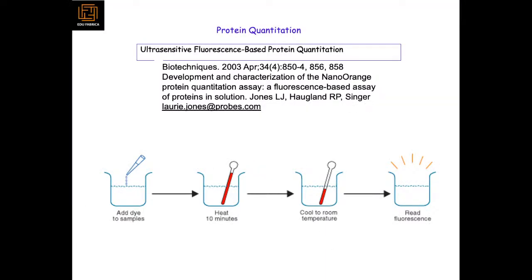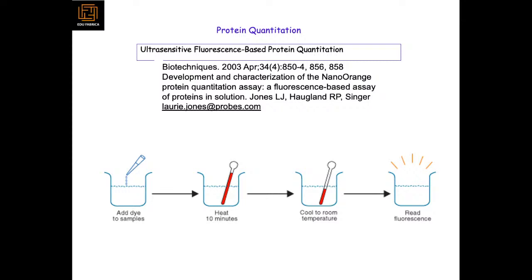Then protein quantitation. So this is an ultra sensitive technique. In this Biotechniques paper, development and characterization of the NanoOrange protein quantitation assay is described. What you have to do is just add dye to the sample, then heat for 10 minutes and cool to room temperature, and voila, read the fluorescence.